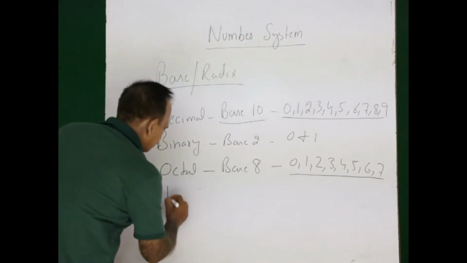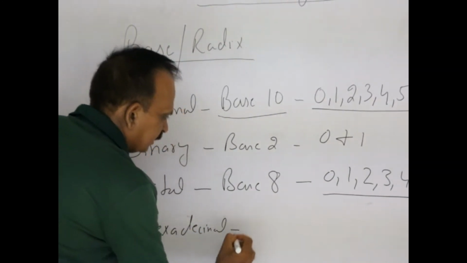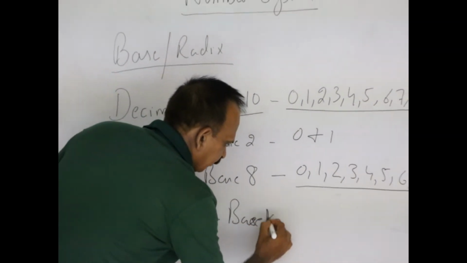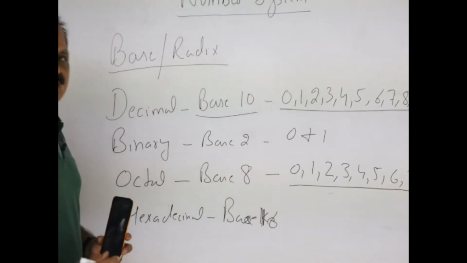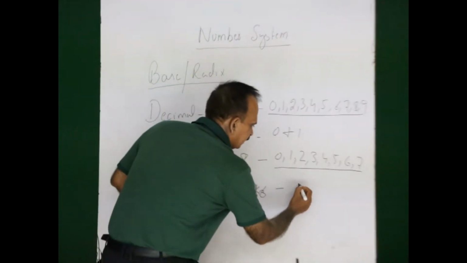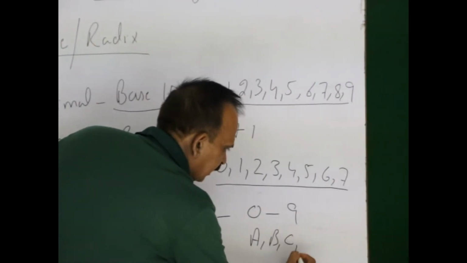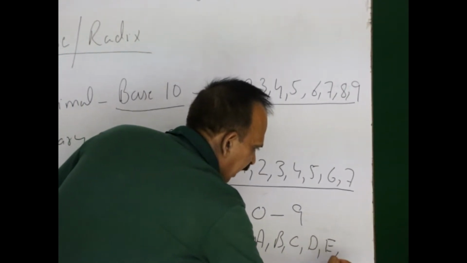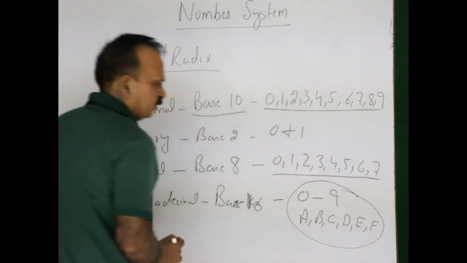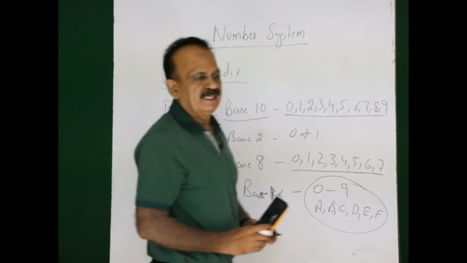Another number system is the hexadecimal number system. Now, this number system will have base 16. Base 16 means there will be 16 basic digits or symbols, and these 16 are 0 to 9, these are 10, and then A, B, C, D, E and F. Now, these are the 16 symbols and digits which are used for counting and calculation in the hexadecimal number system.